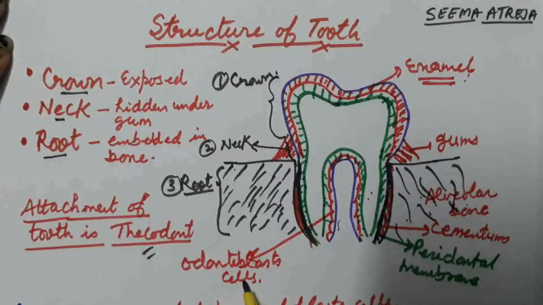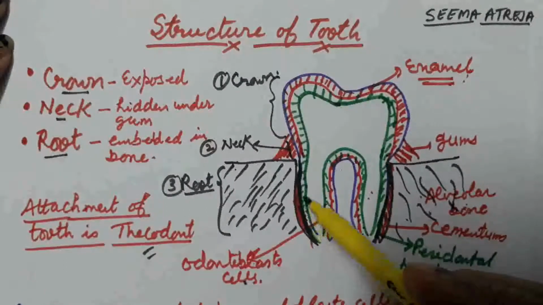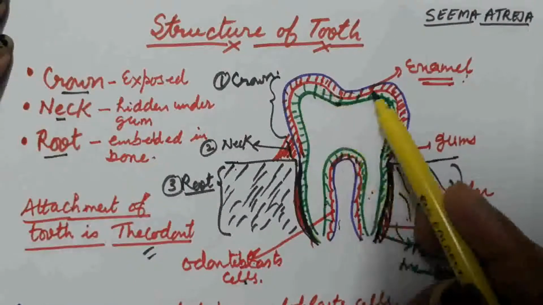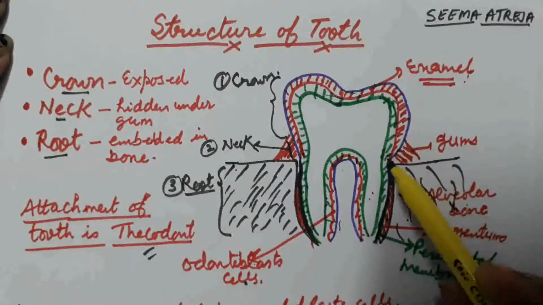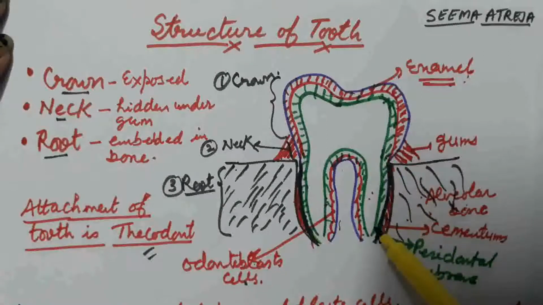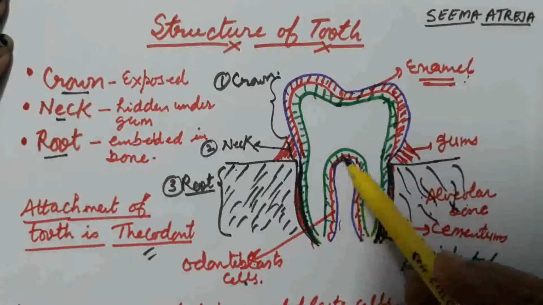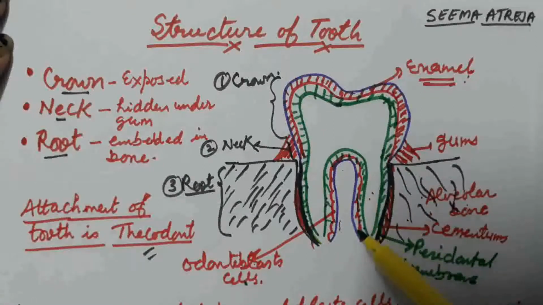They secrete the dentine. Dentine is present in the form of second layer in every part of the teeth, in the crown region, in the neck region, as well as in the root region. These are the odontoblast cells which secrete the dentine. Dentine is also harder, but it is less hard than the enamel. It is mesodermal in origin.